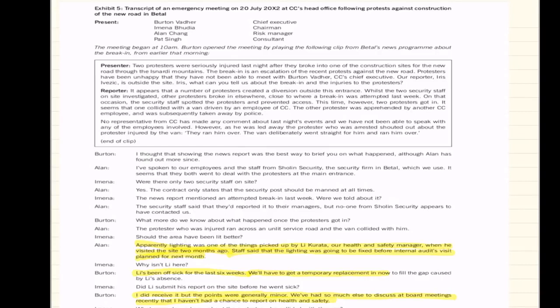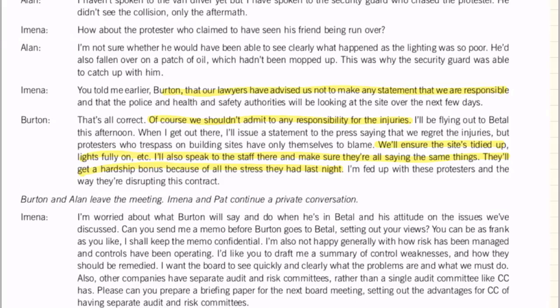Key things in the meeting which I highlighted was the lighting that the health and safety manager did visit a couple of months ago, and basically the lighting seemed to be going to be fixed before the internal audit meeting, not really because it was unsafe. The health and safety manager has been off sick for quite a while, with no one replacing them. Also, it talks about that they did receive the health and safety report, but they've been very busy and haven't really had time. Over the page, it then goes on to talk about the fact that lawyers have said, don't make any statements that we're responsible, don't admit responsibility, and make sure everything's tidied up, and give the staff a bonus for the stress they've had.